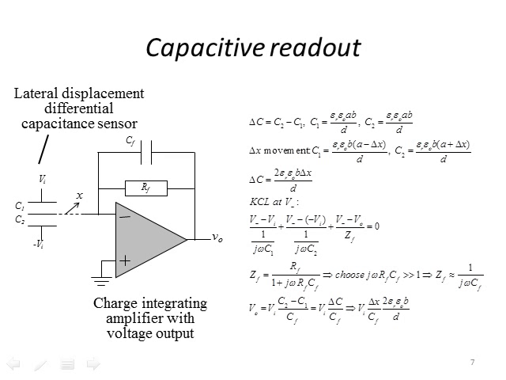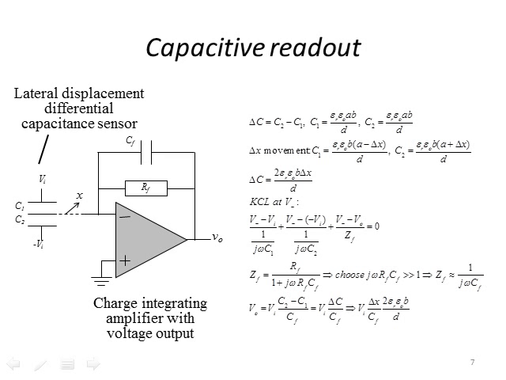When we get a delta X movement, C1 decreases by a factor of delta X, and C2 increases by a factor of delta X. Therefore, the delta C that we get is 2 times the permittivity times B times delta X, the shift, divided by plate separation.